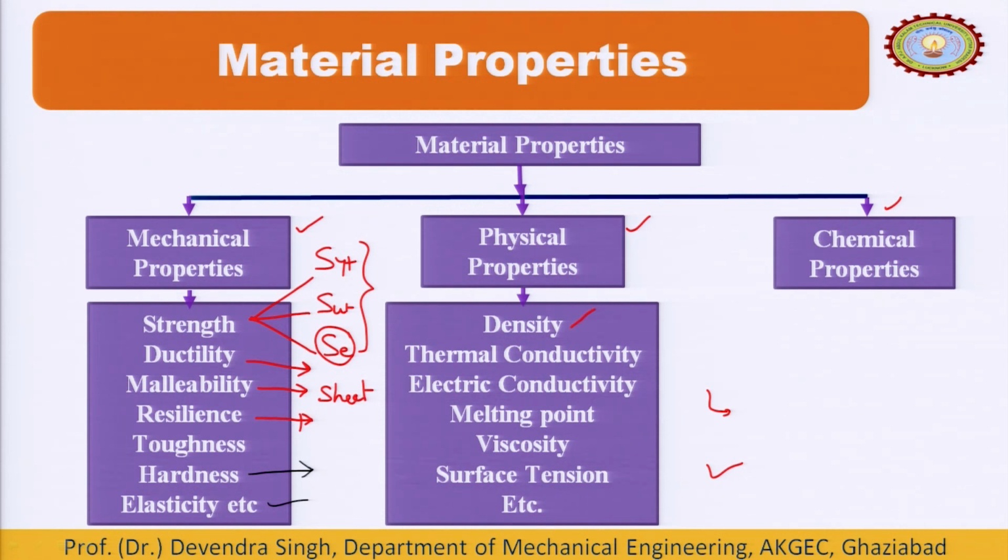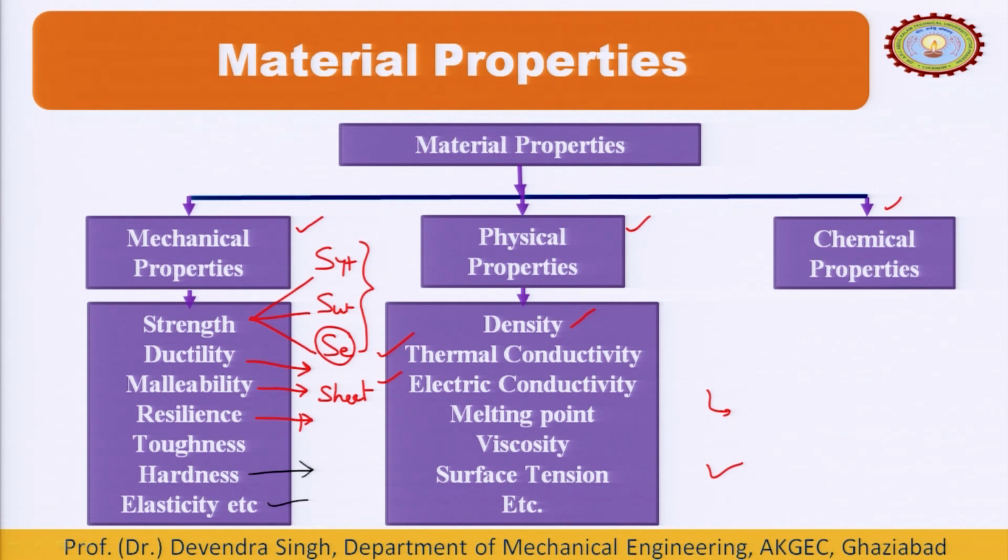Sometimes we need to dissipate the heat as soon as possible, or the heat should flow through the component we design. So thermal conductivity should be good. Similarly, if you want to flow a current, electric conductivity should be high, or if you want to insulate it, it should be a good insulator.